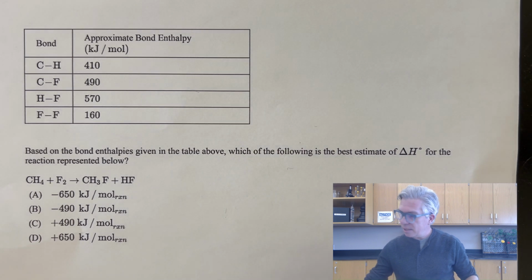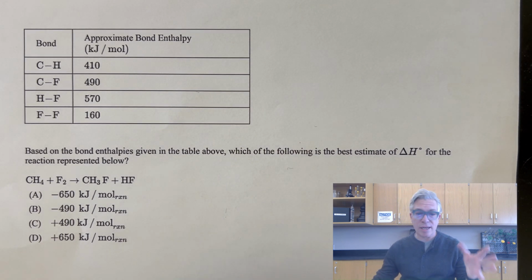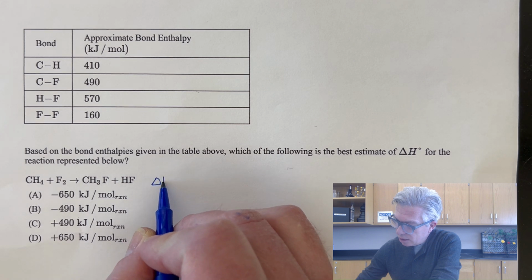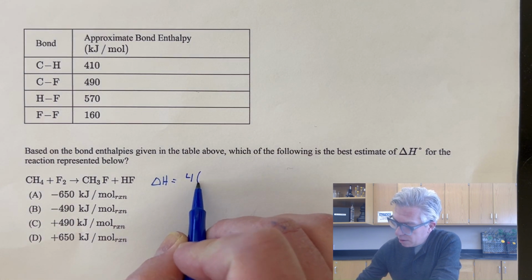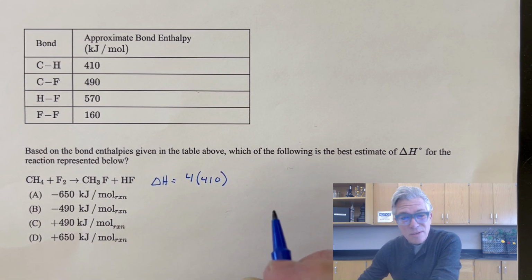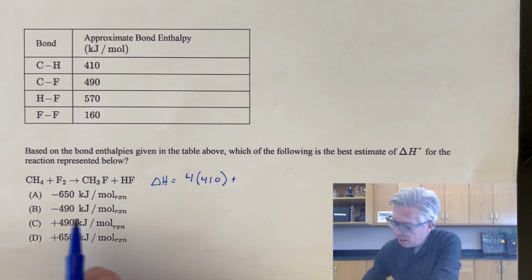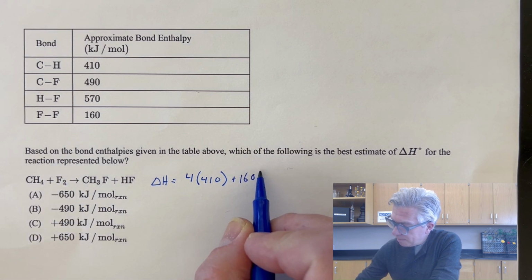Based on the bond enthalpies given in the table below, what is the best estimate of delta H for the reaction? Remember, a minute and a half, we're going to have to do a calculation on this. Delta H is going to be bonds broken, and that looks like we're going to have 4 CH bonds, 410. If you need to, you might have to just draw the Lewis structure to see what kind of bonds you actually have. And 1 F2, that's going to be 160.